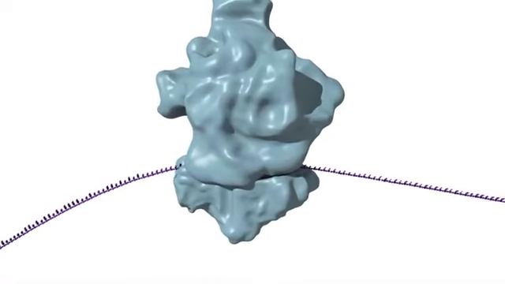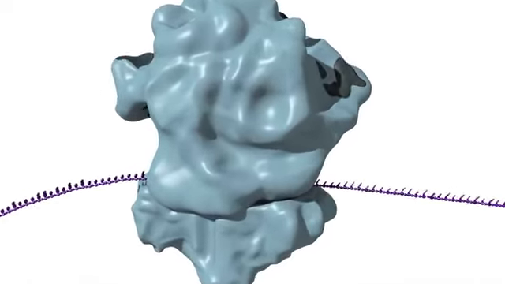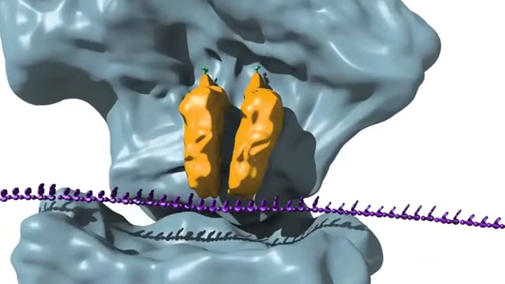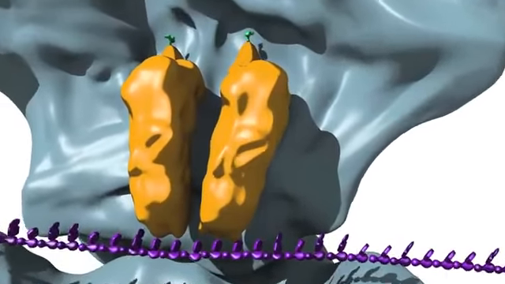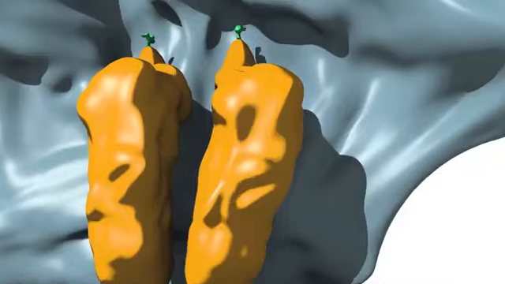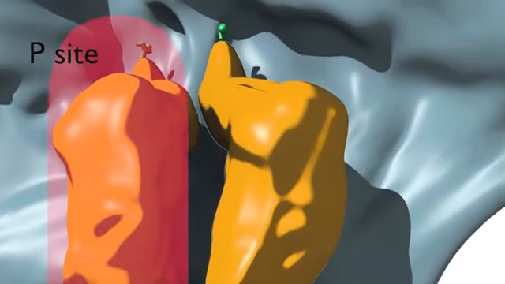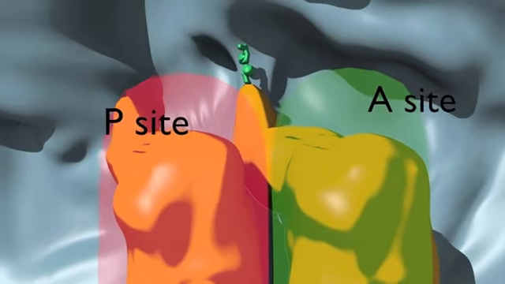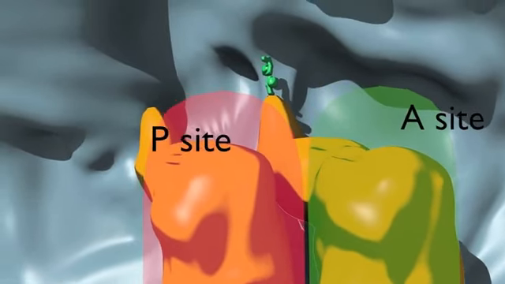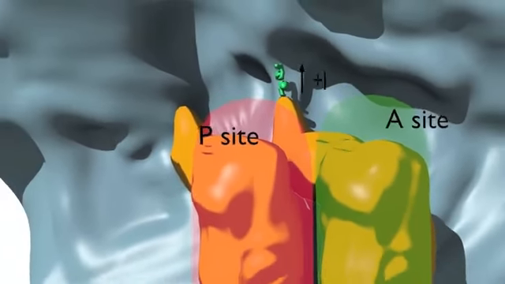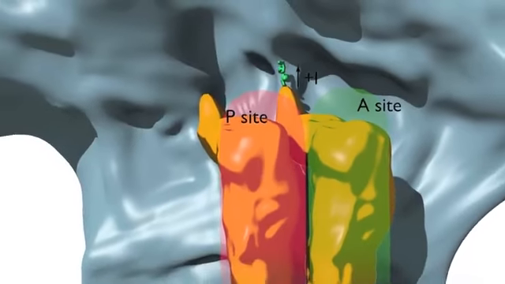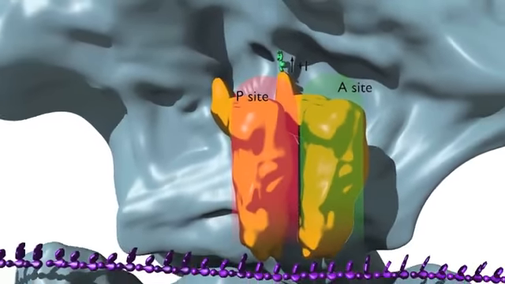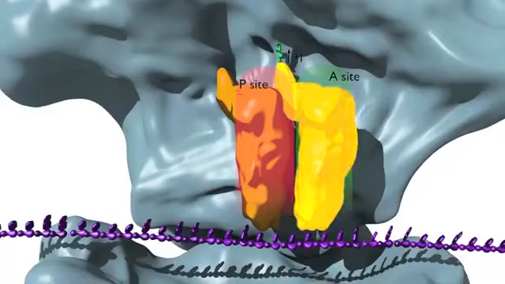Once the tRNA selection step has taken place, peptide bond formation is catalyzed in the large subunit. In this step, the growing polypeptide chain is transferred from the peptidyl tRNA to the nucleophilic amine of the A site tRNA amino acid. This transfer extends the polypeptide chain by one amino acid. At this stage, the extended peptide is attached to the tRNA in the A site.